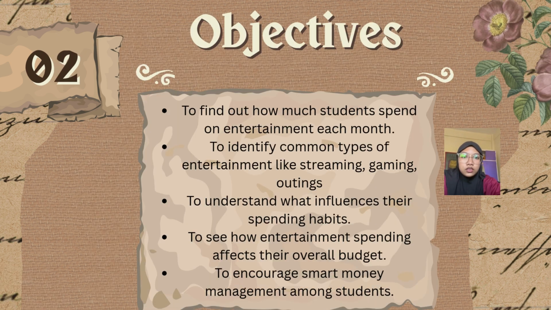Now we'll take a look at the objectives of our assignment. First, to determine the average monthly entertainment spending of students. Second, to identify the most common type of entertainment such as streaming, gaming, or going out. Third, to understand the factors that influence our spending habits. Next, to assess how entertainment spending impacts students' overall budget. And lastly, to promote smart money management and raise awareness about responsible spending.